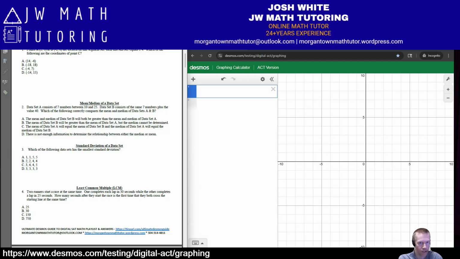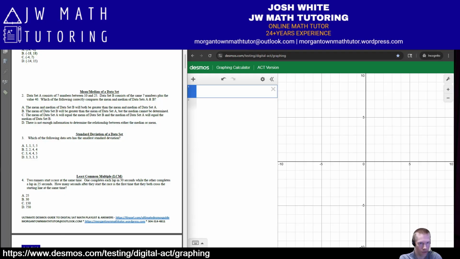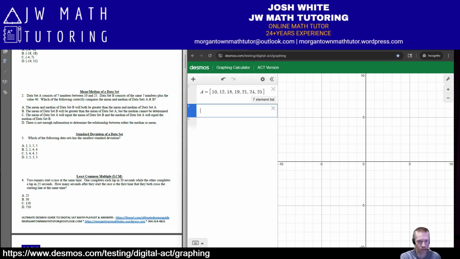And then we have another data set, which is 7 numbers plus the number 40, which the following compares the mean and median of the data sets. So let's say data set A is equal to, and actually, I'm going to show you another trick you can use here. I'm going to define a list: 10, 12, 18, 19, 21, 24, 25. Okay, so I have 7 elements in there.